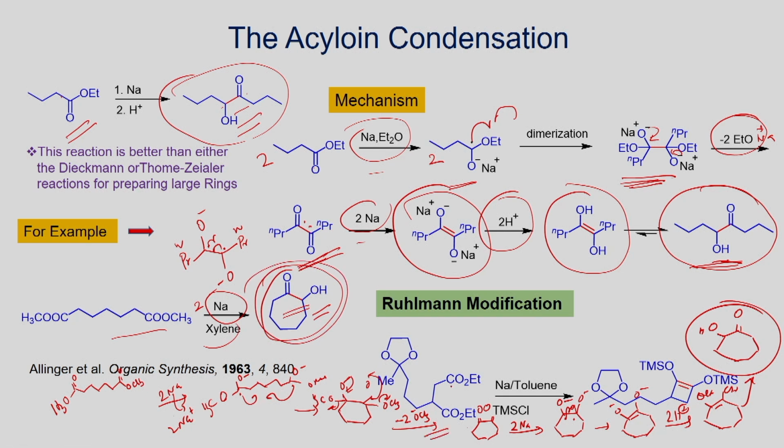Similarly, in this case, you have this diester, and you have the carbonyl group which has been protected by ethylene glycol. Once you have the acetal protecting group which is stable under these conditions, you can try to react with sodium in toluene, and you will be able to form the intermediate. You can couple these two ester groups, and when you quench with proton, you get the diol. Instead of that, you can use 2 equivalents of trimethylsilyl chloride.